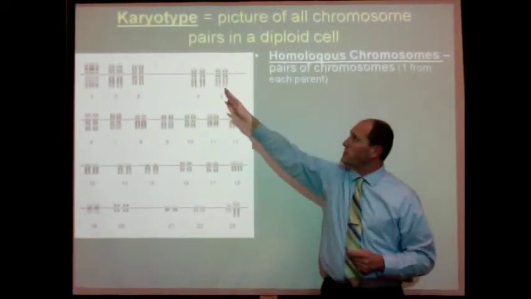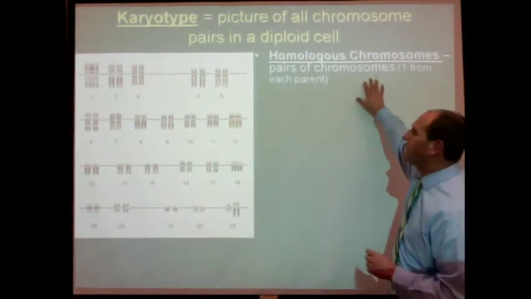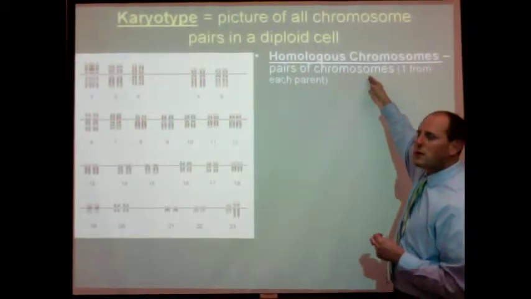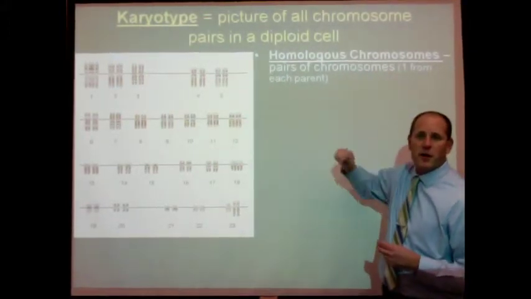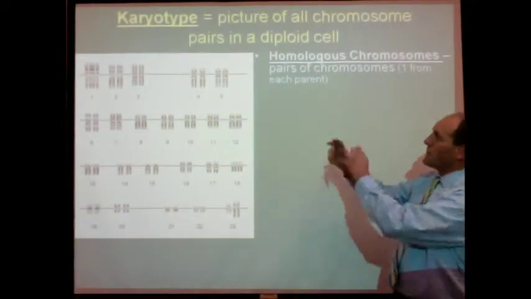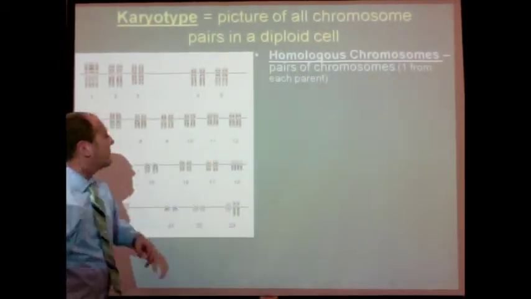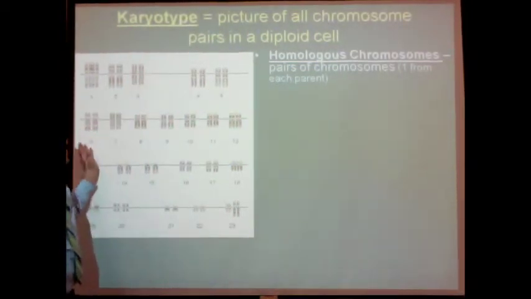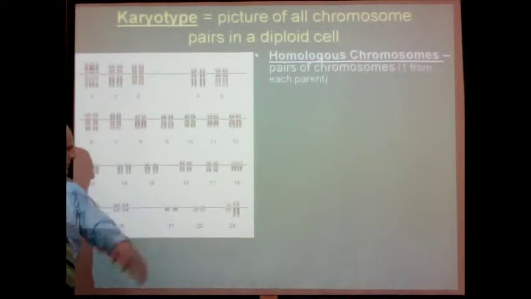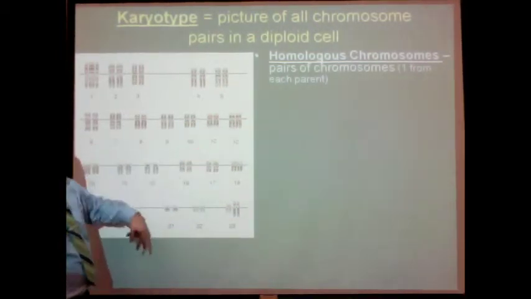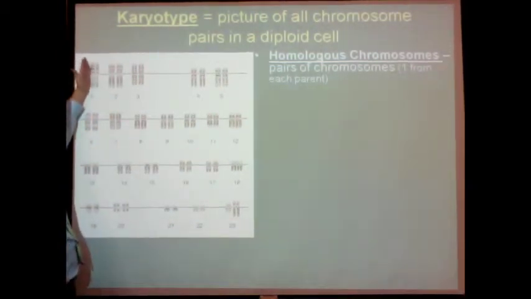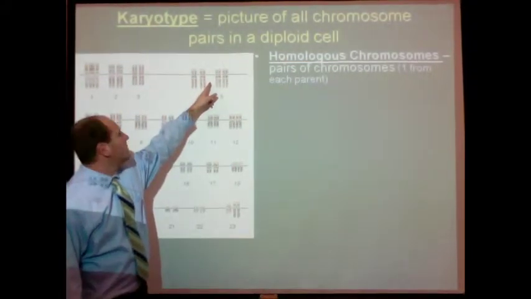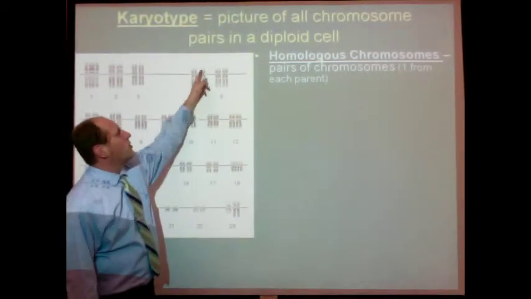So homologous chromosomes underneath karyotype on the left side, and our definition here might be a little difficult for you to see. These are the pairs of chromosomes, one from each parent. So when we look over here, and this is a karyotype, we have these numbers 1, 2, 3, 4, 5 across the top, and then 6 through 12, 13 through 18, and 19 through 23. So here's a karyotype right here. What we'll find is that there are two pairs up here, and two pairs here, and two pairs here, and two pairs here. One from mom and one from dad.